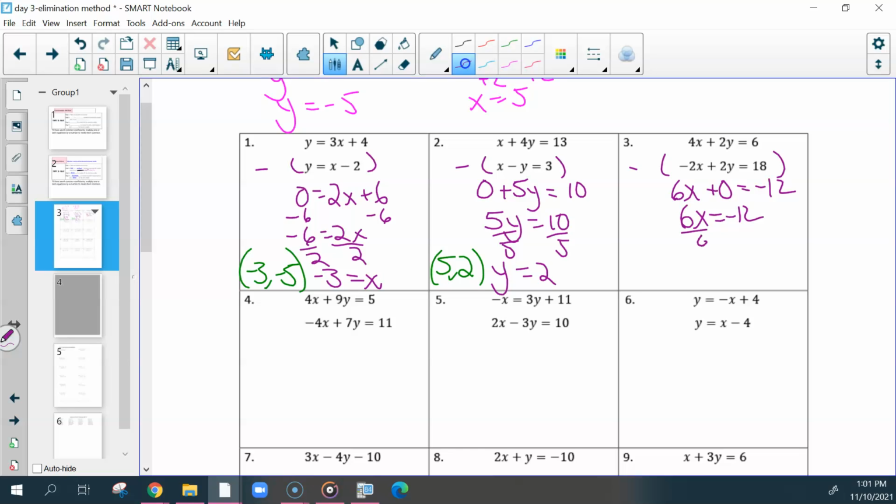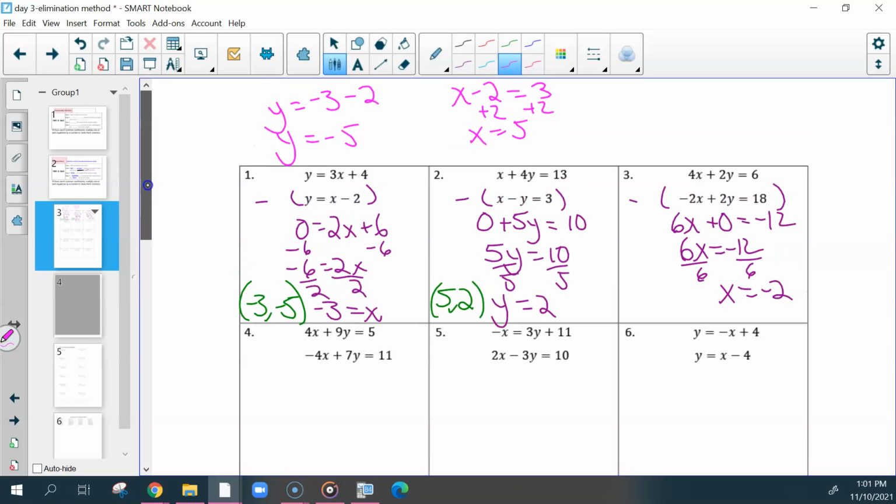And then solve for x. And then you can put x back into either equation. I'm just going to choose the first one. So 4 times negative 2 plus y. Solve to get y.